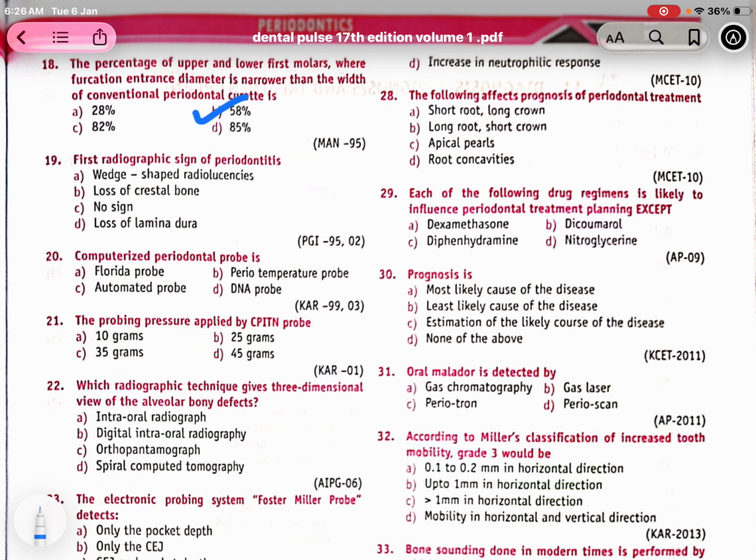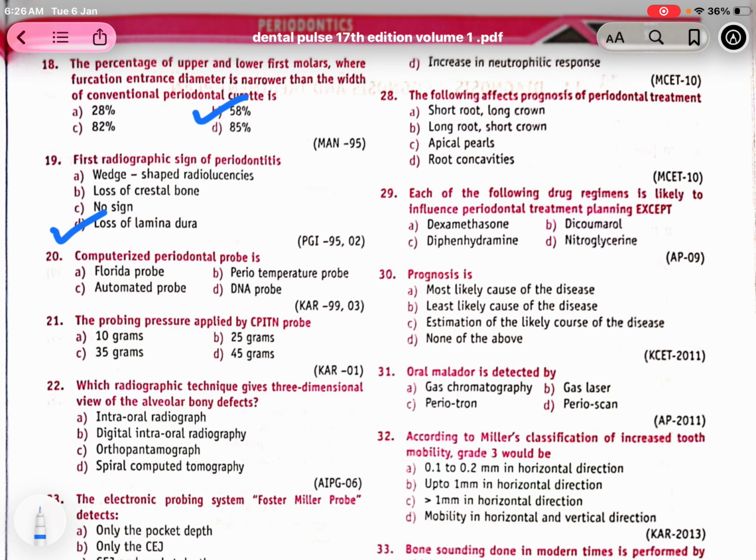Okay. Now, question number 19, which says the first radiographic sign of periodontitis is, it's the loss of lamina dura. अभी मैं बताया अभी है. Okay. Fuzziness or break in the continuity of the lamina dura is the first radiographic changes in periodontitis, but there is no changes in gingivitis. Remember, okay?